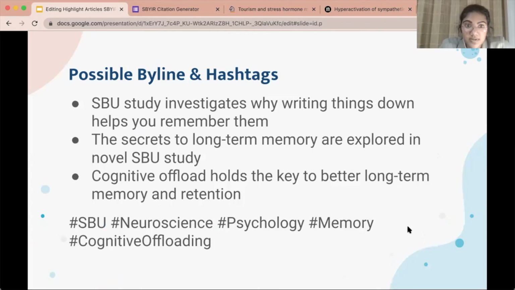For bylines, we want to give something that has a little bit of mystery to it. So: SBU study investigates why writing things down helps you remember them. It gives a little relevance to the reader's life, about how they can learn something cool about their own life from the study. That's a good way to ensnare them and make them click the link. Another: the secrets to long-term memory are explored in a novel SBU study. That has a little bit of an air of mystery to it.